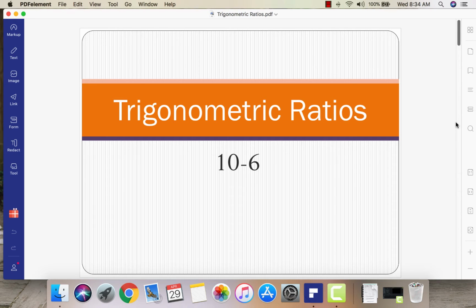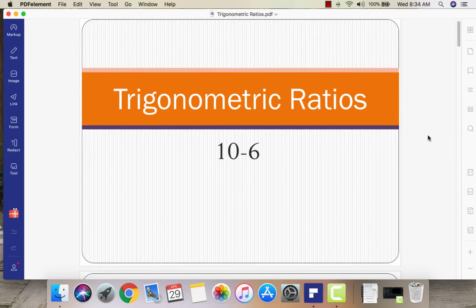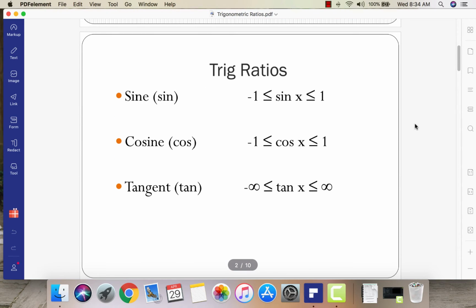This lesson is on trigonometry ratios. There are three types of trig ratios: sine, cosine, and tangent. Sine is represented by the letters sin, cosine is represented by the letters cos, and tangent is represented by the letters tan. The sine of an angle is between -1 and 1, so it will be a decimal. Cosine is between -1 and 1, so it will be either 1 or -1 or a decimal. Same thing with sine. Tangent can be any number.